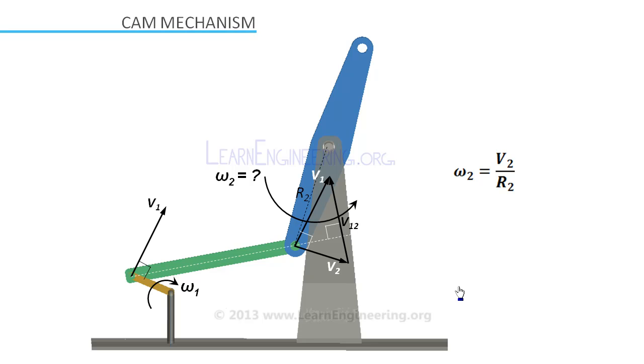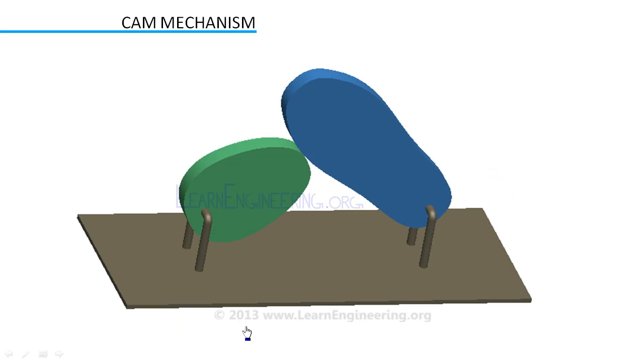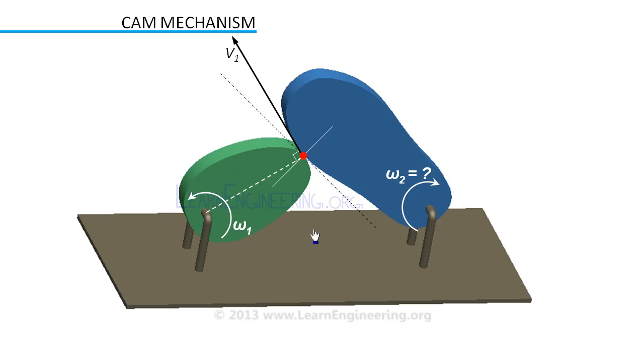Now consider this mechanism. We know angular velocity of this cam, we want to find out angular velocity of the second cam. This is the common normal at the time of mating. Consider the mating point, which lies on both the cams. We know velocity direction and magnitude of this point on first cam. But for second cam, we know only direction.